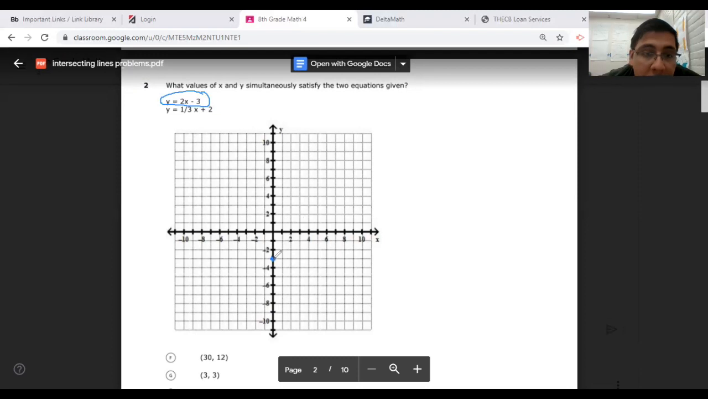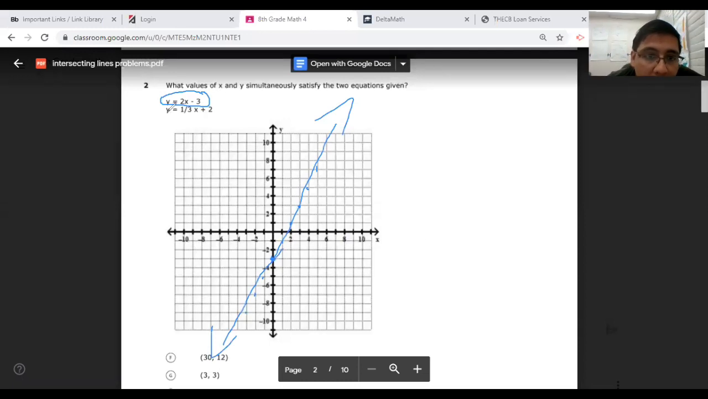We start at the y-intercept, and then the slope tells us we go up 2 over 1, up 2 over 1, and so on. And we go down 2 over 1, down 2 over 1, down 2 over 1. Okay, so this graph is going to look like this.